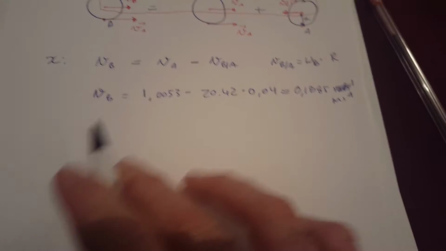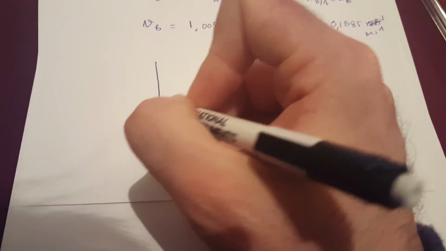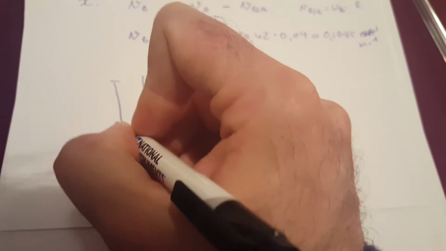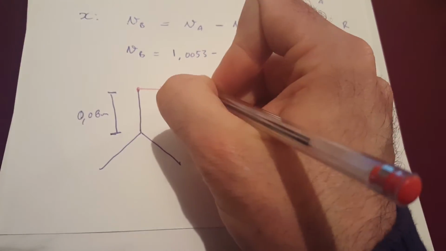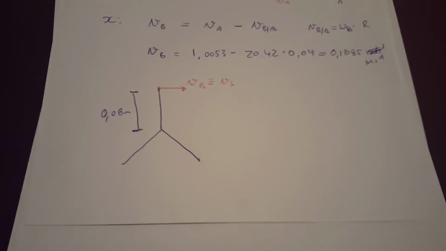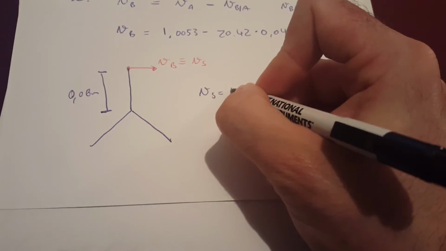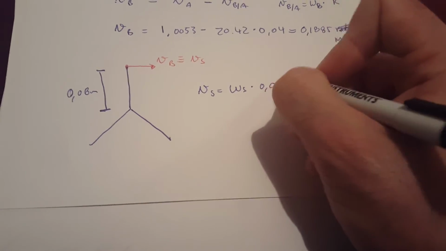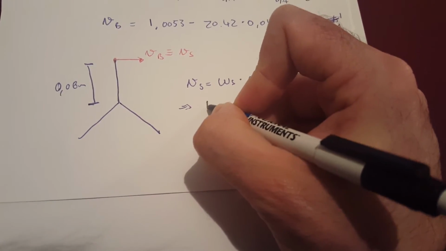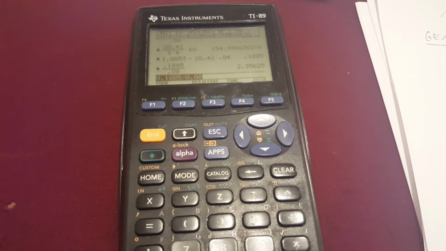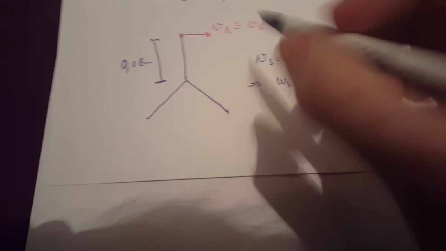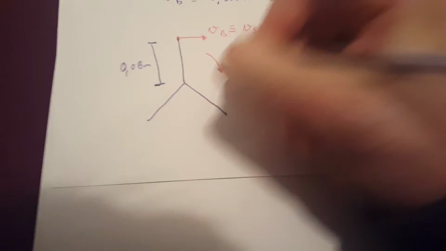So now with this value of VB, I can just go to my spider, which is this spider. This is the length of my arm, which is 0.08 meter, and I know that the velocity at this point is VB, which is the velocity of the spider at that location. So what I know is that the velocity of the spider is equal to omega s times 0.08, which means that omega s is equal to 0.185 divided by 0.08, which gives 2.356 radians per second, and this is going to be in the clockwise direction.